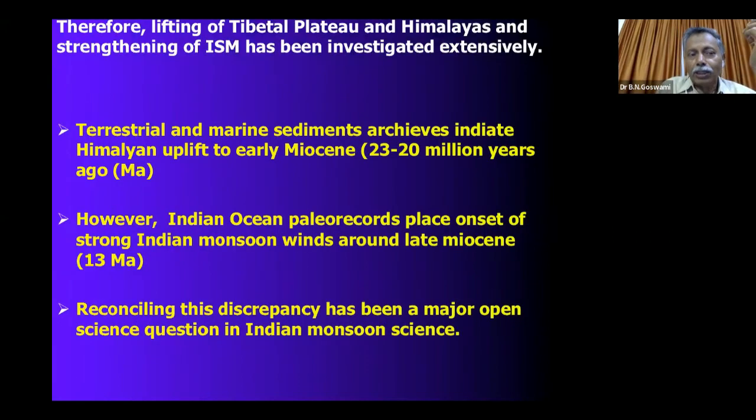Now this question, how important the Himalayas have been in terms of making the monsoon strong. The current monsoon is considered to be, in the paleoclimatic sense, the strongest that we know. And this strengthening of the monsoon seems to have happened when the Himalayas and Tibetan plateau established themselves. And that happened around 20 to 23 million years ago.